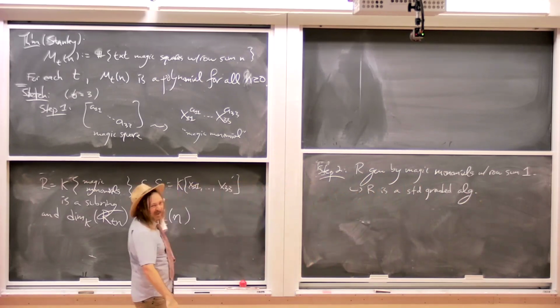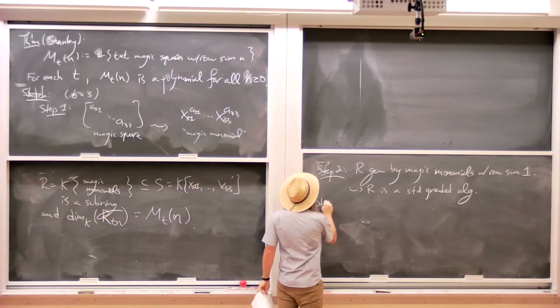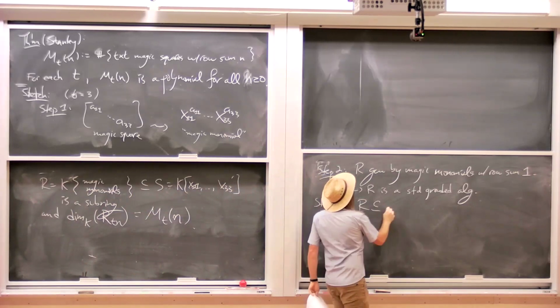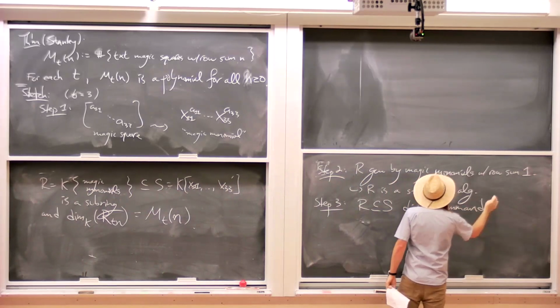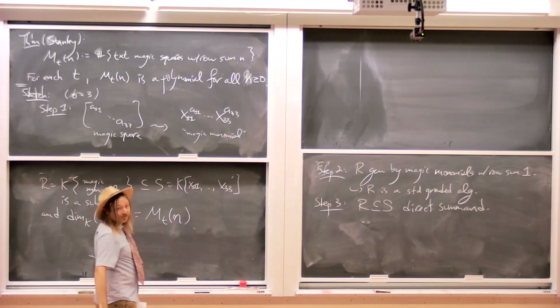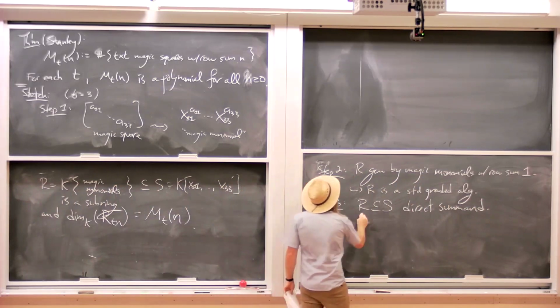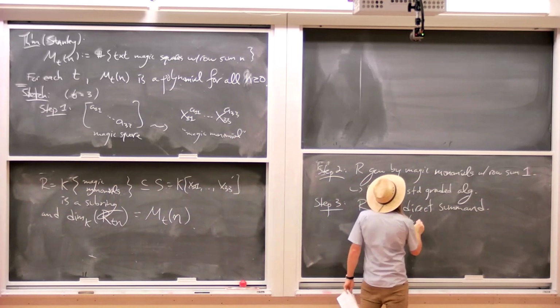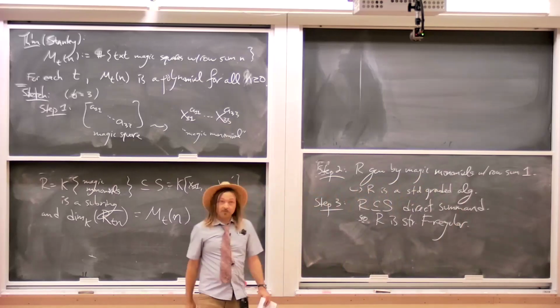So, okay, divide the degrees by t, who cares? R is a standard graded algebra. So it's eventually, this function is eventually going to agree with a polynomial. The theorem is telling us something much more interesting, though. This step is also not so hard. One of the exercises: R is a direct summand of S. So R is strongly F-regular.